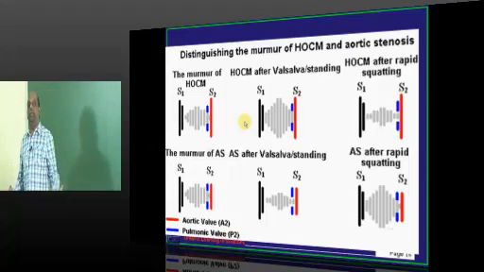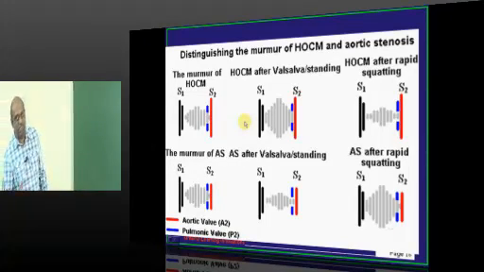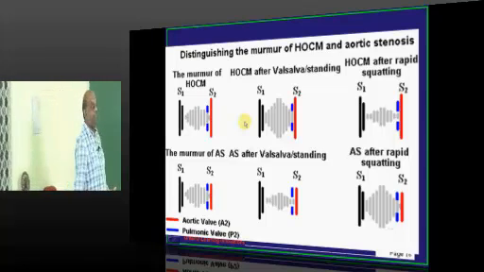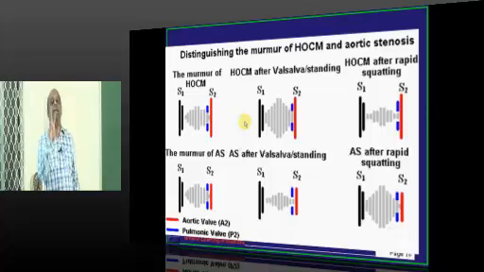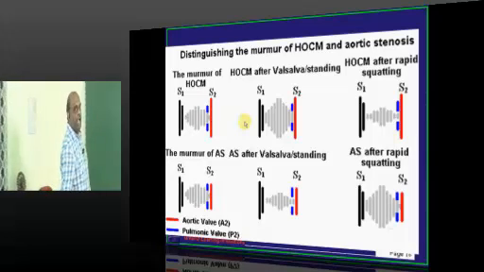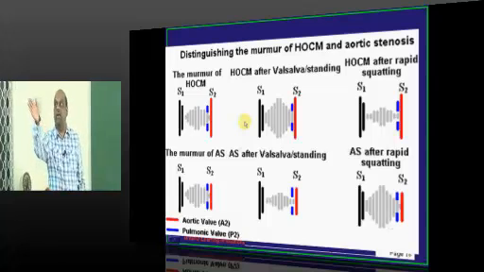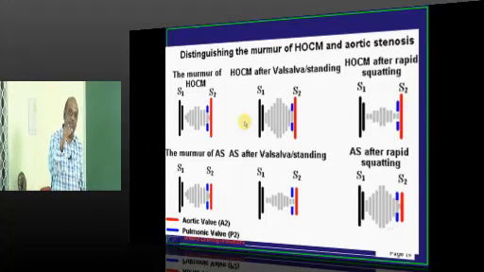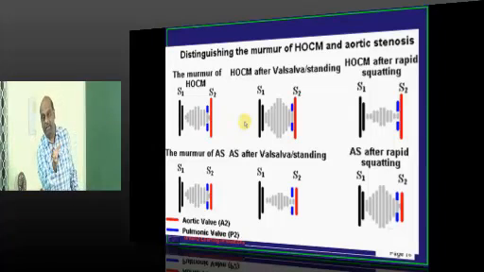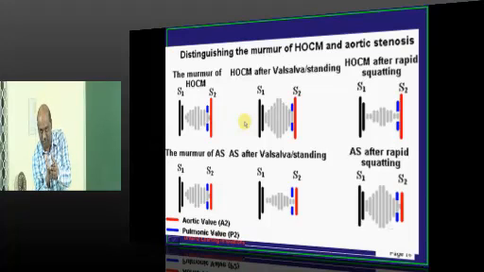Now another common question asked in the entrance, which you have to be 100% sure, is how do you distinguish HOCM from that of aortic stenosis? What is HOCM? Hypertrophic obstructive cardiomyopathy, where there is an obstruction to the left ventricular outflow into root of aorta, but that obstruction is below the level of the aortic valve, where hypertrophied interventricular septum and the mitral valve leaflet come very close to each other and there is an obstruction.